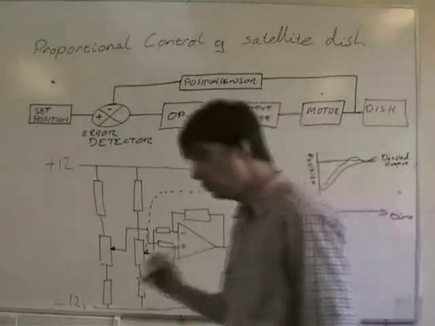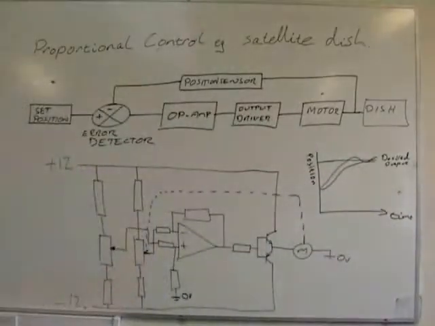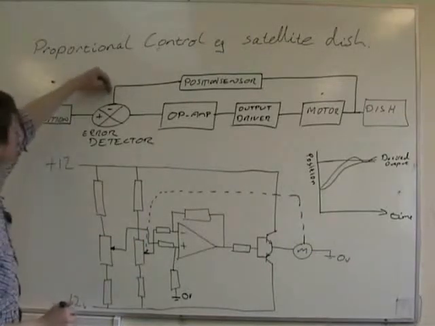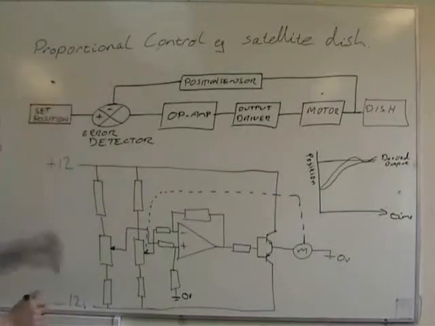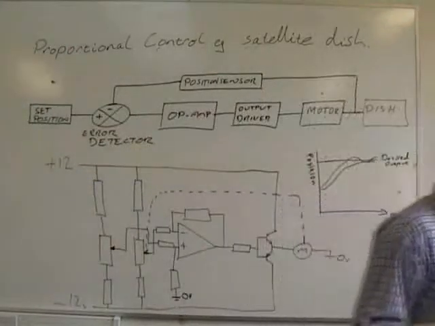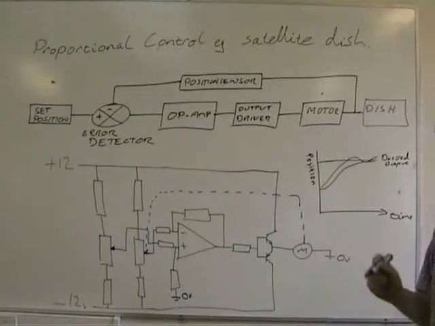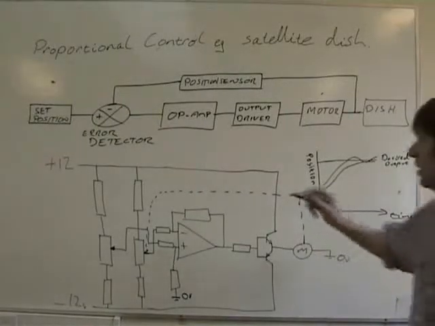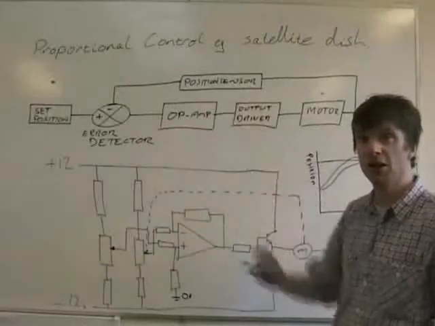Proportional control: the output from the system is proportional to the error. The error is just the difference between the set position and the position measured by the sensor. The two circuits you're likely to come against are this one, the position control one, and the other one they use is the speed control one. To measure the speed, you can use a tacho generator. I've got a tacho generator up here.